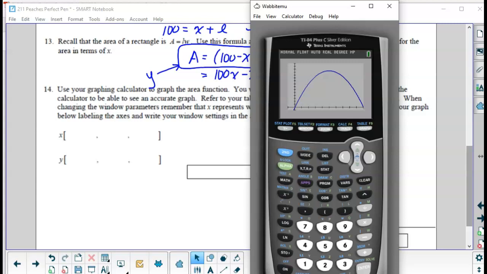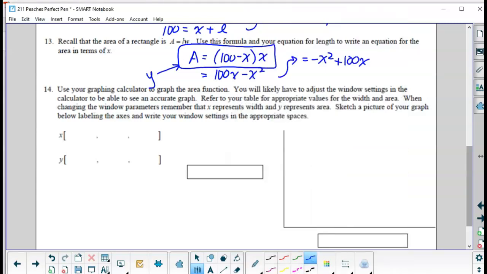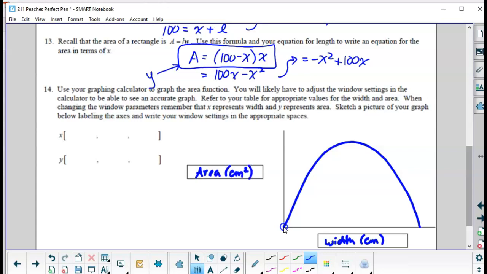So now we're going to graph this here. Notice how there's no scale. We're going to do a sketch. So I'm just going to do my best to do a symmetrical parabola. This is my width. This is my area. Sketch a picture, labeling the axes, and write your window settings. It doesn't say that you have to show the scale. My window settings, what I did was I went from negative 10 to 100, up by tens. I went from negative 200 to 3,000, up by 200s.